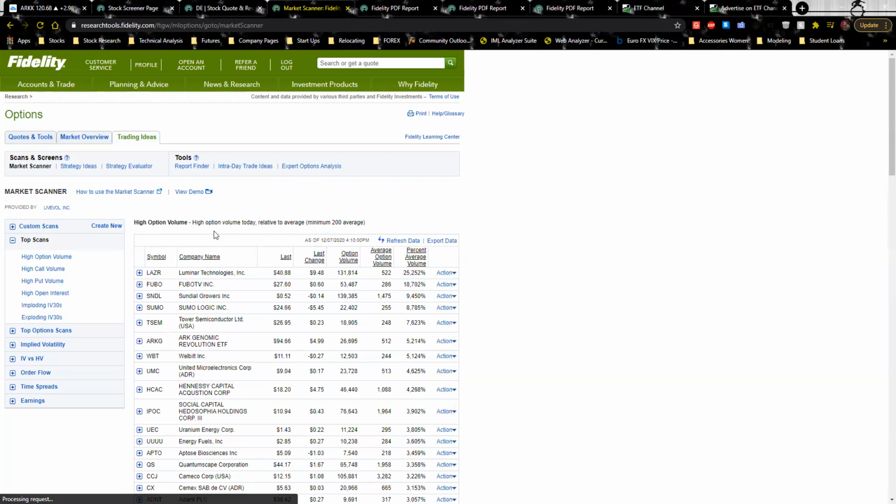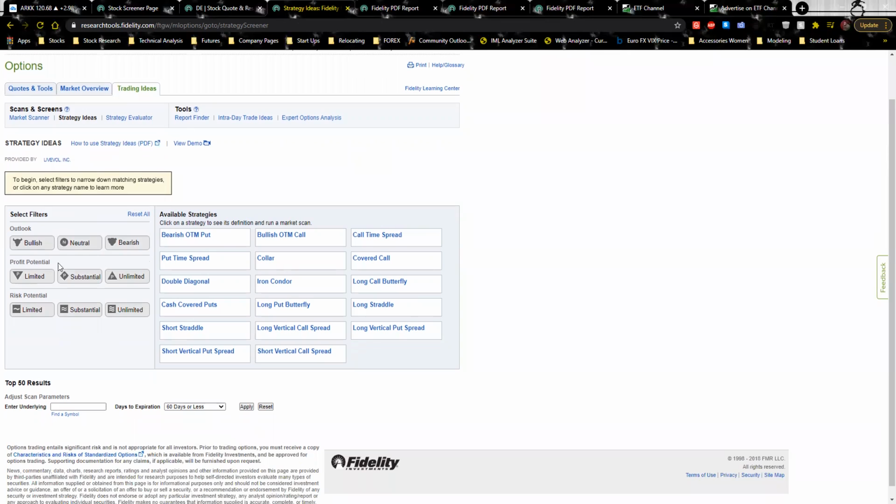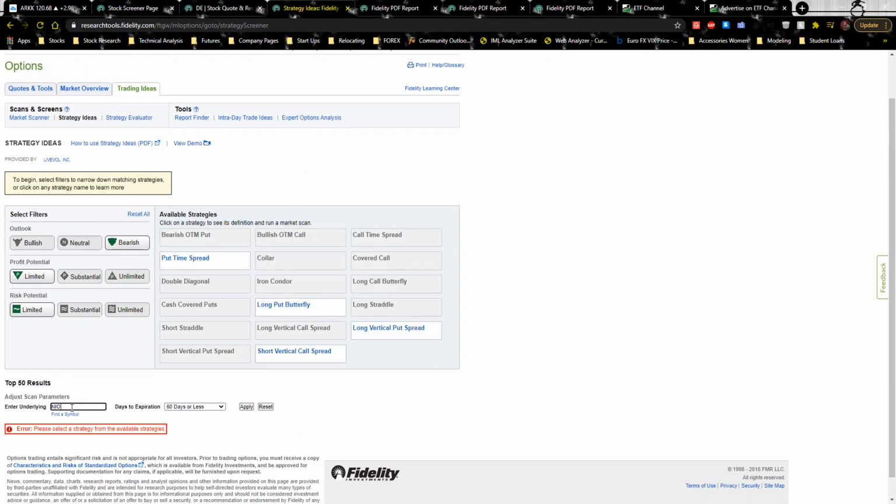Another thing, to get some trading ideas. I believe shout out to Zay, he put it up about the E Trade, but there's a strategy idea that we could use too with Fidelity. So if you just want to basically say I've got a bullish outlook or neutral or bearish, but let's say bearish, and you want to have a limited profit potential and a limited risk, then it will tell you what strategies are looked at right now. And then you could type in a stock.